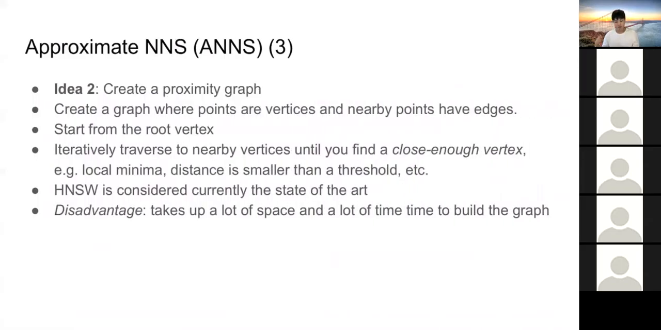Another idea is creating a proximity graph. So in this case, you're trying to create a graph among the points where each point is a vertex and you draw an edge if they're close enough. And you basically just iteratively traverse from the query until you find a close enough vertex. You might have several starting points. You might start from some predefined root point, or you can start from some other points, but you're starting from a vertex in the pre-built graph and then trying to do something like BFS or DFS, and then you might have different search algorithms, but you're trying to find the closest vertex by iteratively increasing your search space.